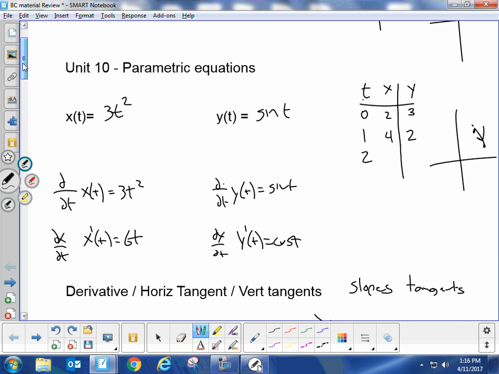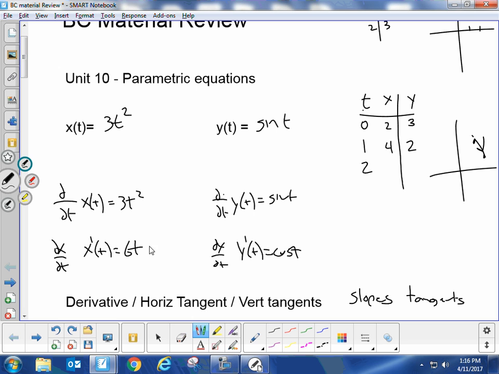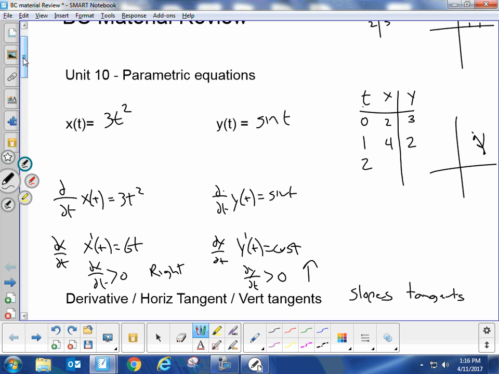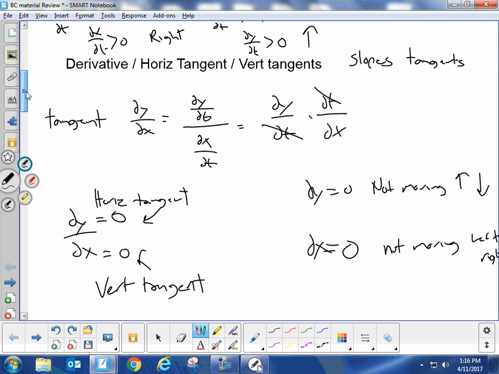And it's interesting, based on the sign of this, you can tell what direction you're moving in. If dx dt is positive, that means we are moving right. If dx dt is negative, we're moving left. If dy dt is positive, well, that means the change in y is positive, which means I'm going up in that direction. So based on the signs, you can tell whether you're going up, down, left, or right on your graph just by looking at the derivatives. So keep that in mind: derivatives can tell you direction.